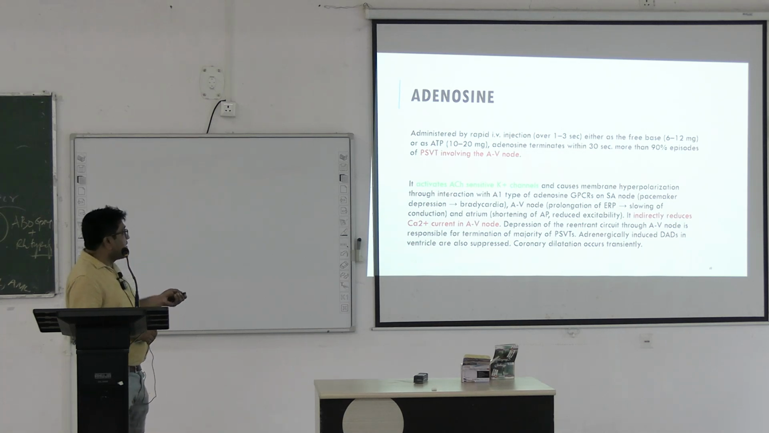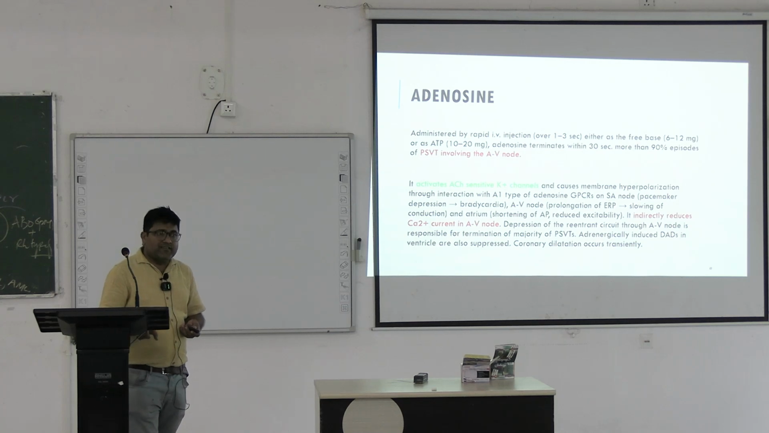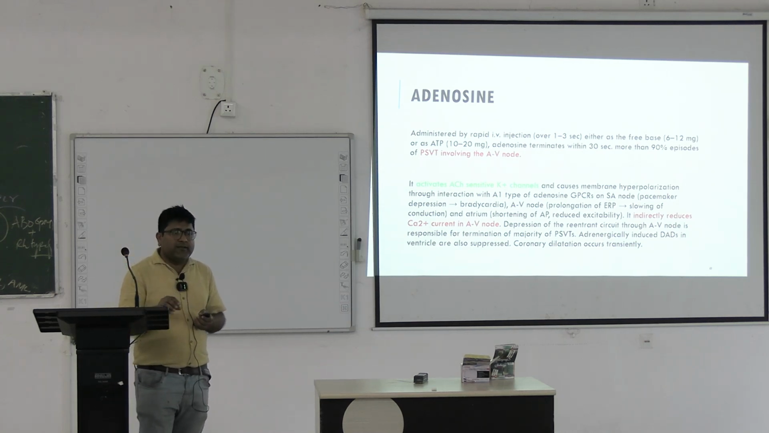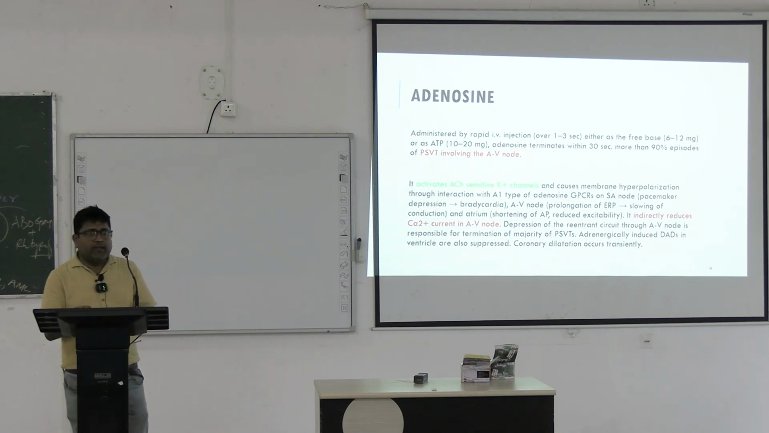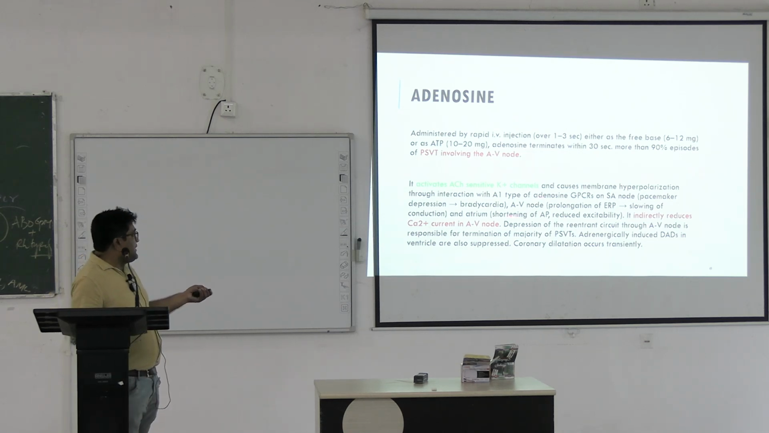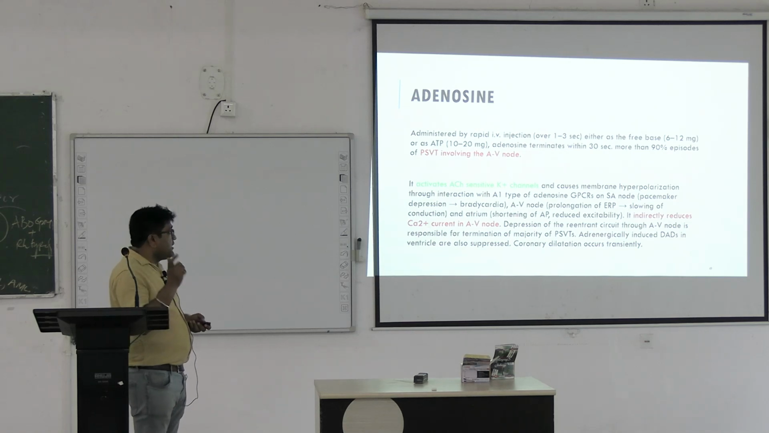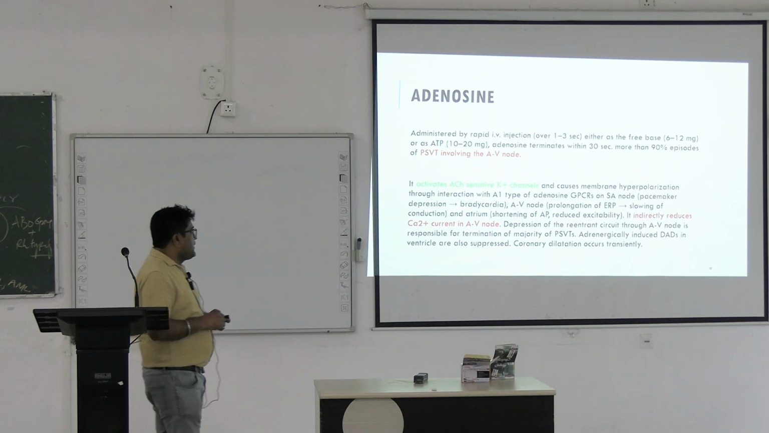Now how is it acting? It is activating acetylcholine sensitive potassium channels. It is acting at the A1 type of adenosine receptor present in the SA node, atrium and the AV node. In the SA node, basically it is causing bradycardia. In the AV node, it is causing slowing of the conduction, and in the atrium, it is causing shortening of the action potential and reducing excitability. It indirectly reduces calcium current in the AV node.